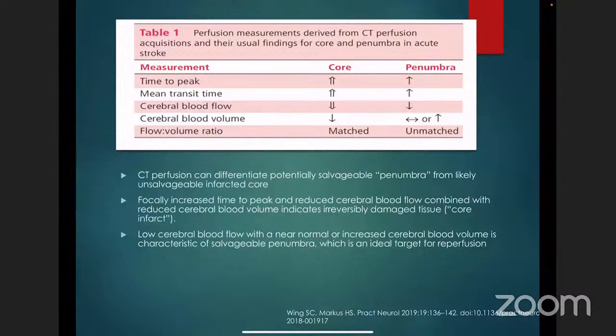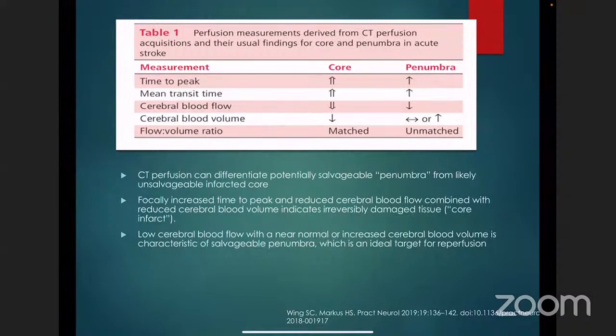Perfusion measurements derived from the CT perfusion acquisition and their usual findings for core and penumbra in acute stroke. CT perfusion can differentiate potentially salvageable penumbra from the likely unsalvageable or infarcted core. If the patient had a stroke, there is a focally increased time to peak and reduced cerebral blood flow combined with reduced cerebral blood volume, like in this table, and indicate irreversible damage.